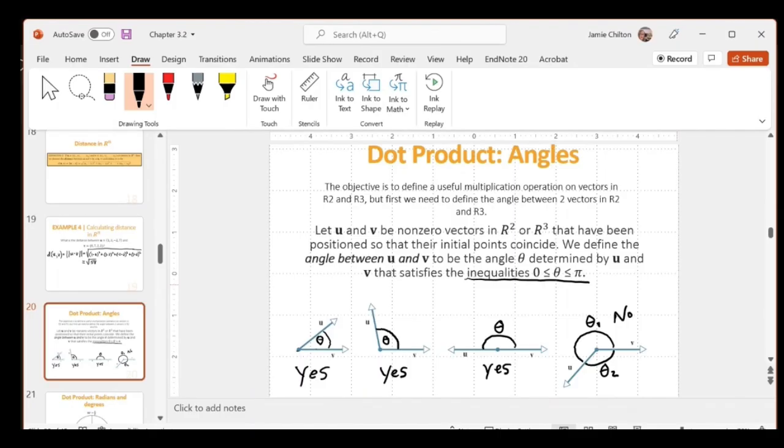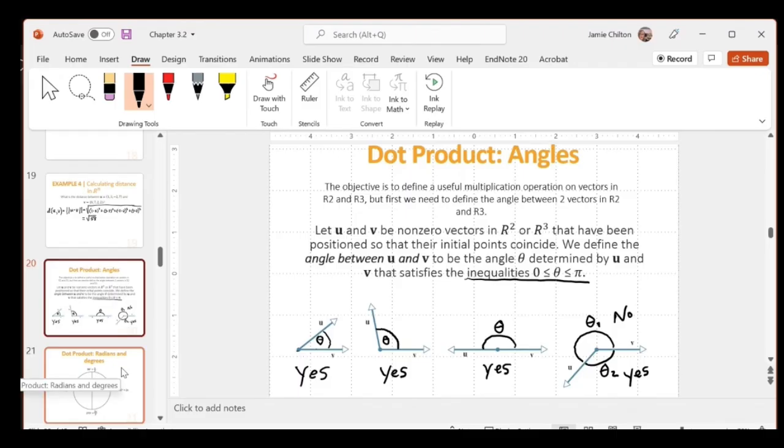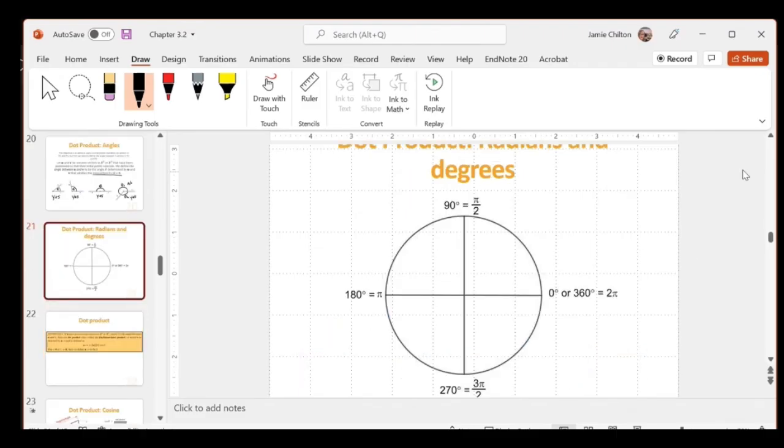Yeah, Mahmoud and Brendan say yes. So this one, yes, would satisfy the inequality. So just as a little refresher here, if you don't remember what some of your angles are in radians and degrees.